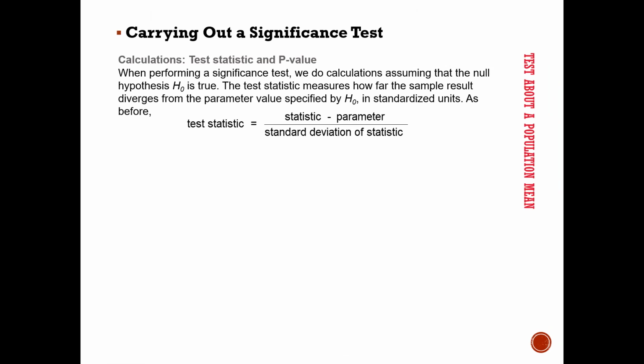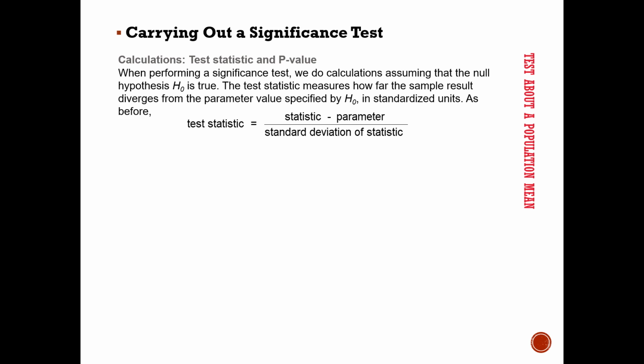Okay, so carrying out a significance test. What we need to do, as we did when we did proportions, is find a test statistic and use that test statistic to find a p-value. Now, in the case of the proportion, we used a test statistic that was a z-score. In this case, we are going to be finding a t-score, or a t-value, but the process is very similar. Again, we're doing statistic minus parameter divided by the standard deviation of the statistic.